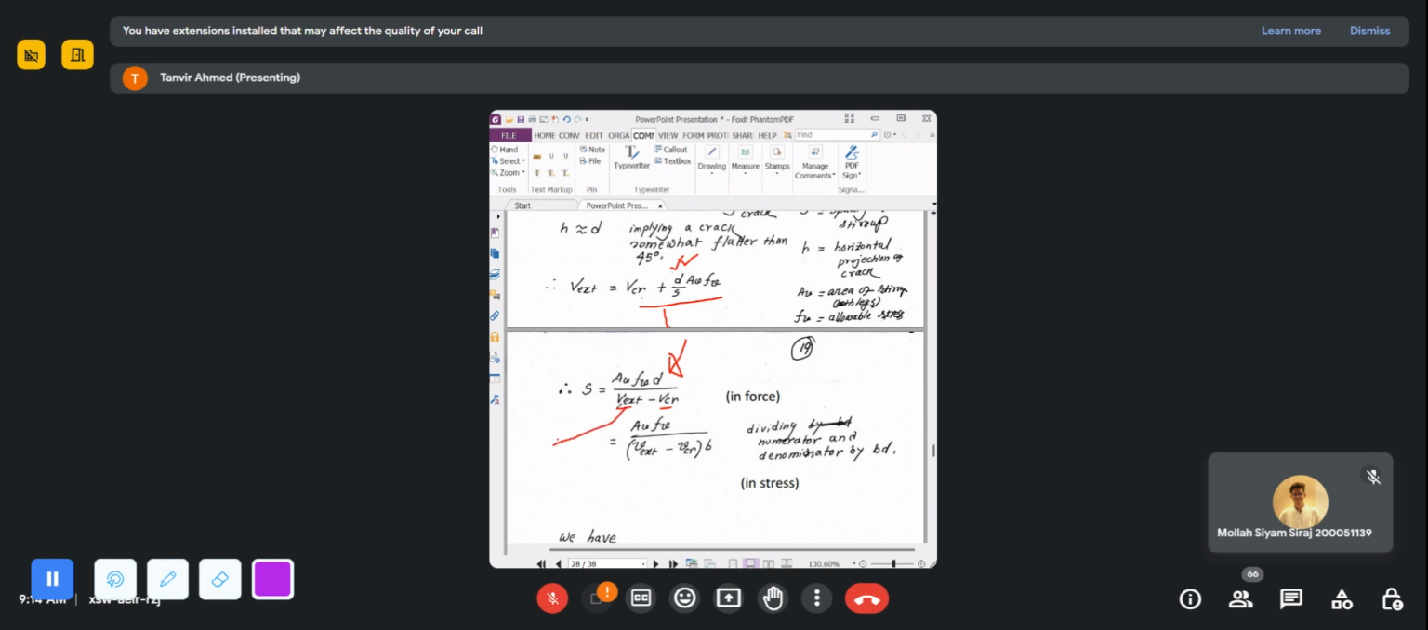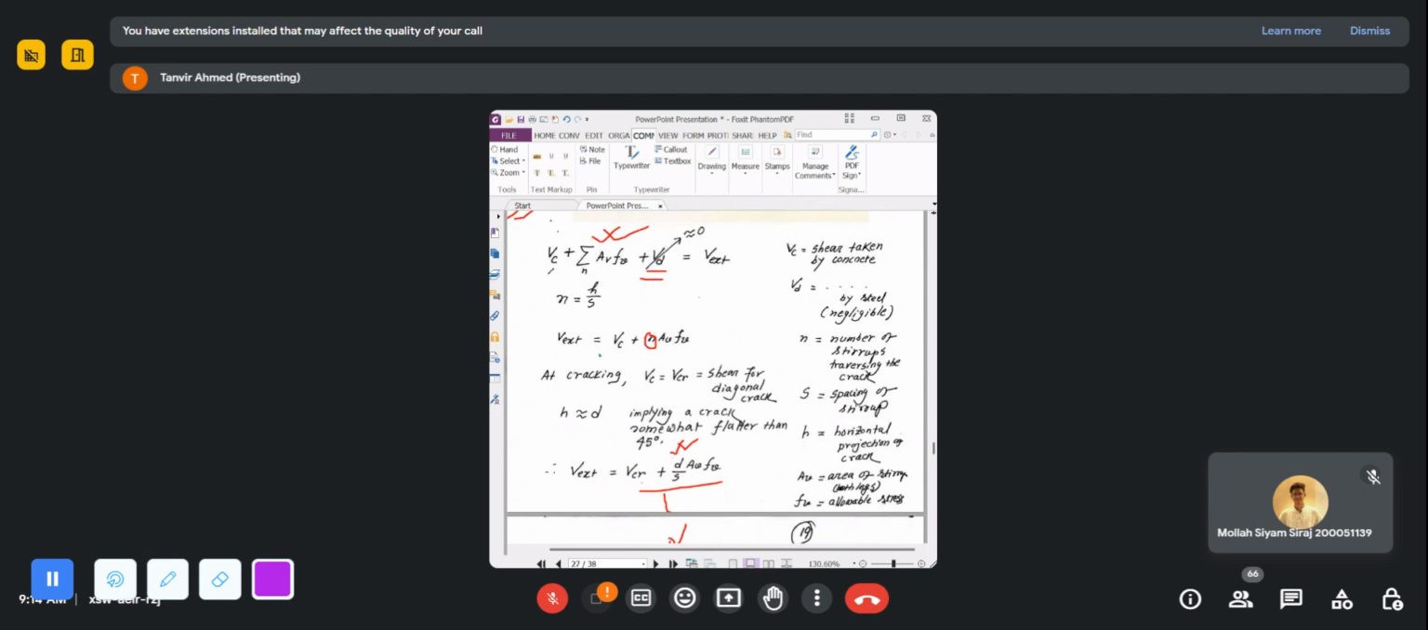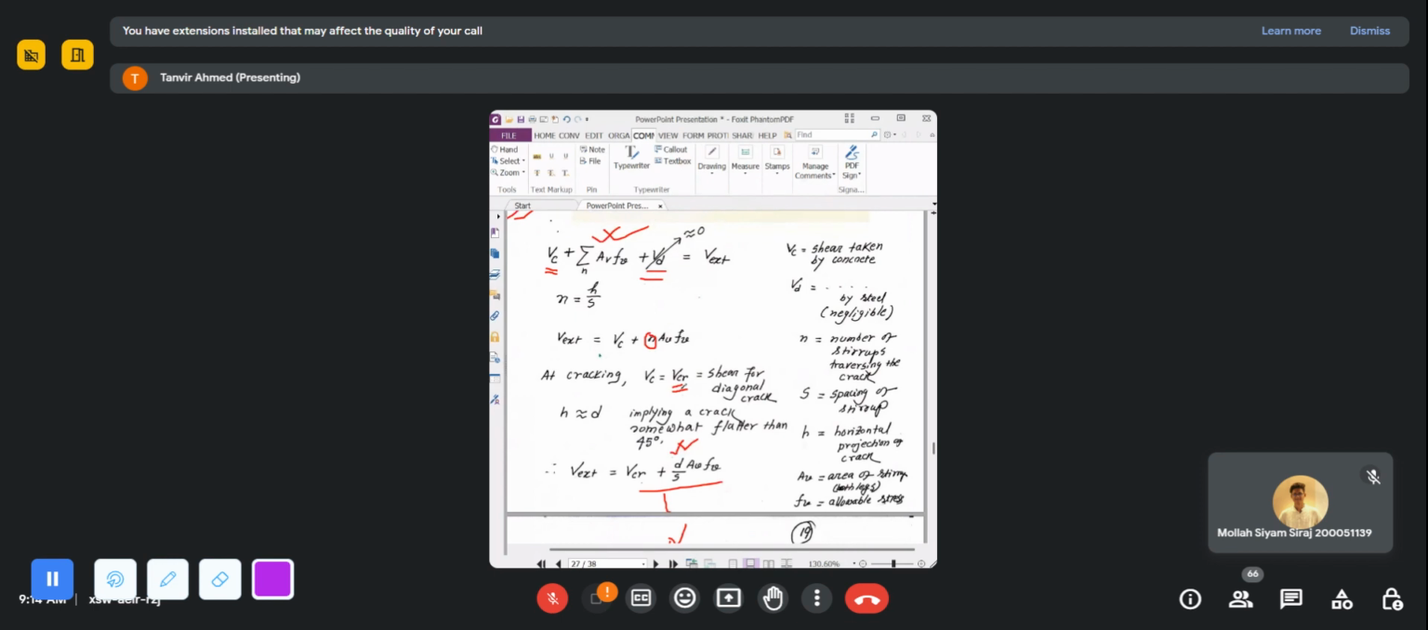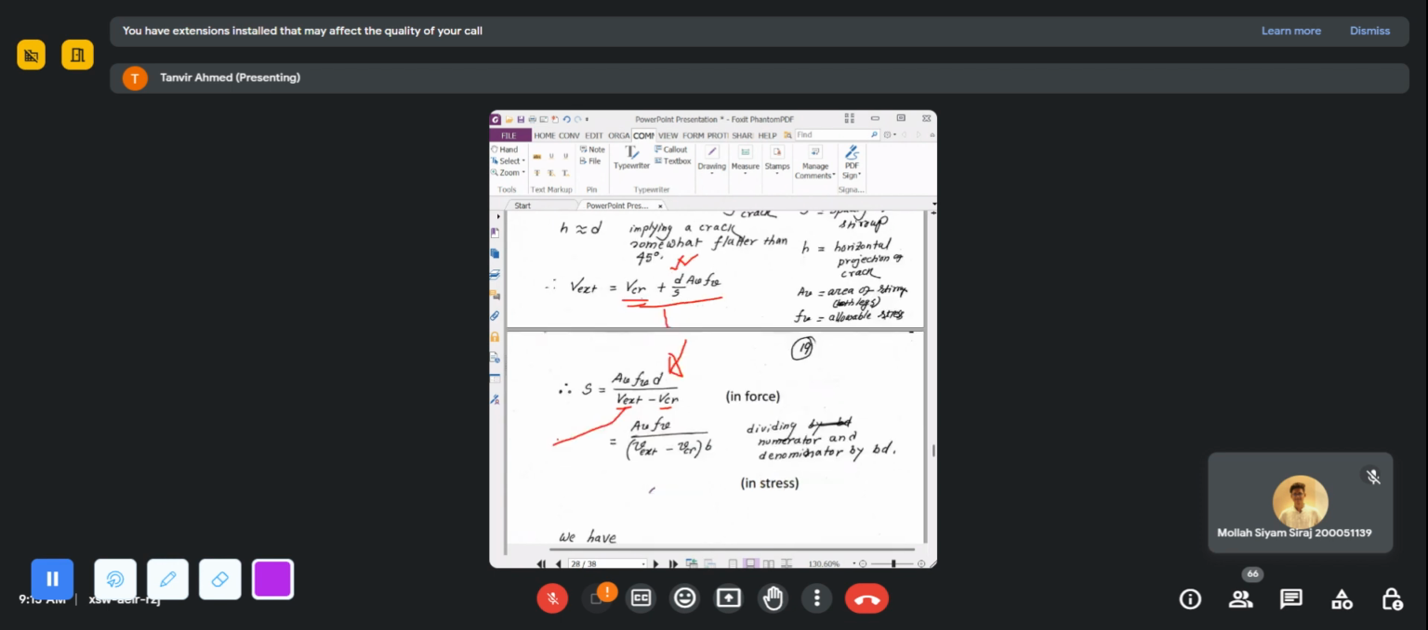V external is the, আচ্ছা এখানে একটা জিনিস বাদ গেছে, সেটা হচ্ছে এই যে VC যেটা ছিল, instead of VC we can write VCR. What is VCR? VCR is the cracking shear force. Okay, the shear force at which the concrete will crack, because the concrete is already cracked, so we can assume that this VC is equal to VCR. Okay, so instead of VC we can write VCR, and my equation will be like this, and if you want to calculate the value of the spacing, the equation will be like this.